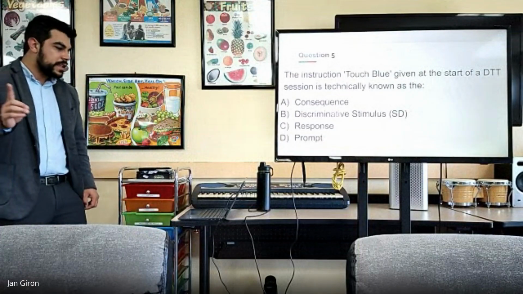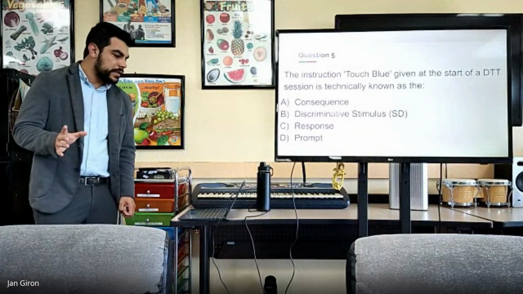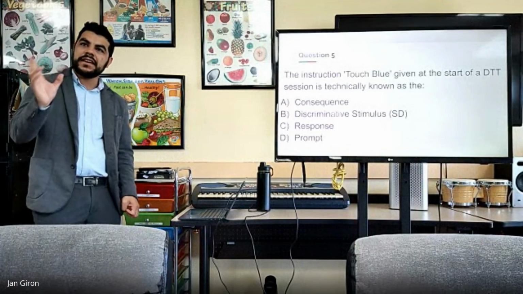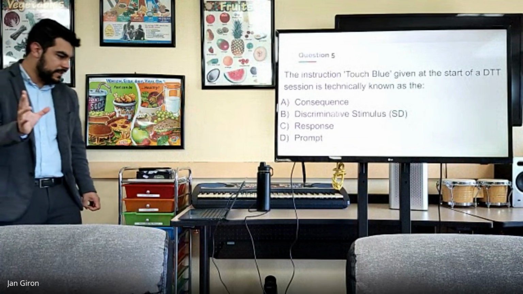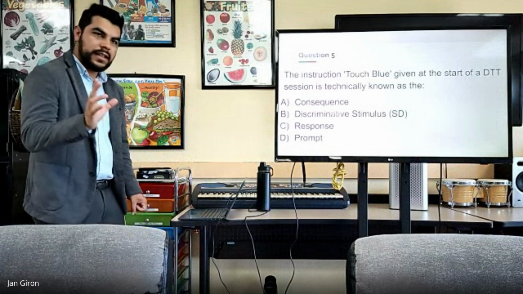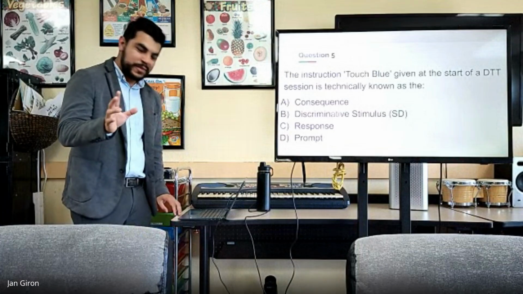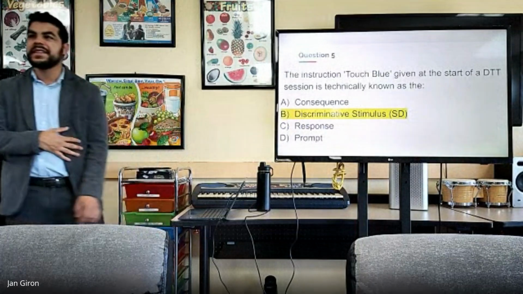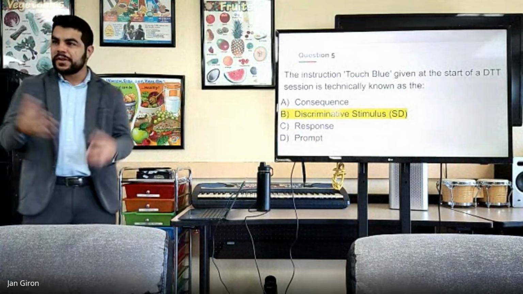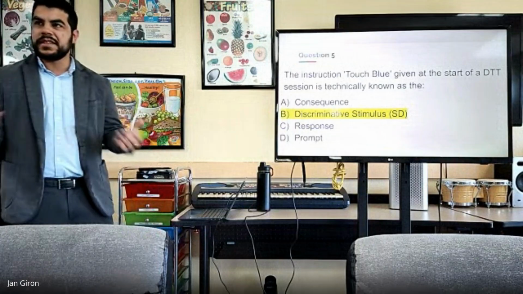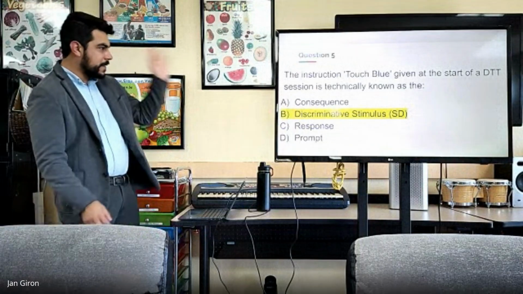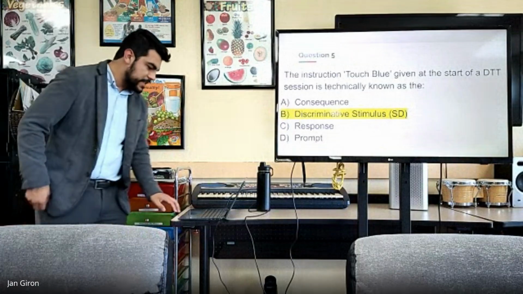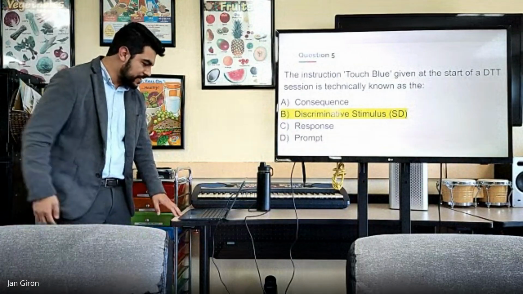The instruction, touch blue, given at the start of a discrete trial is technically known as the discriminative stimulus, the SD. Or again, you can think of it as simply the instruction. Discriminative stimulus is a big scary word. I prefer not to use it.